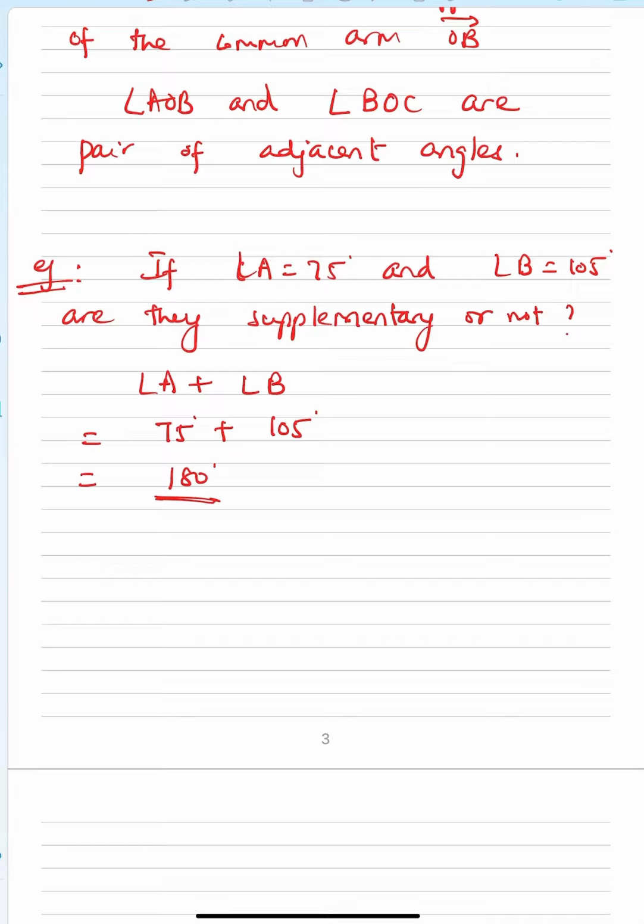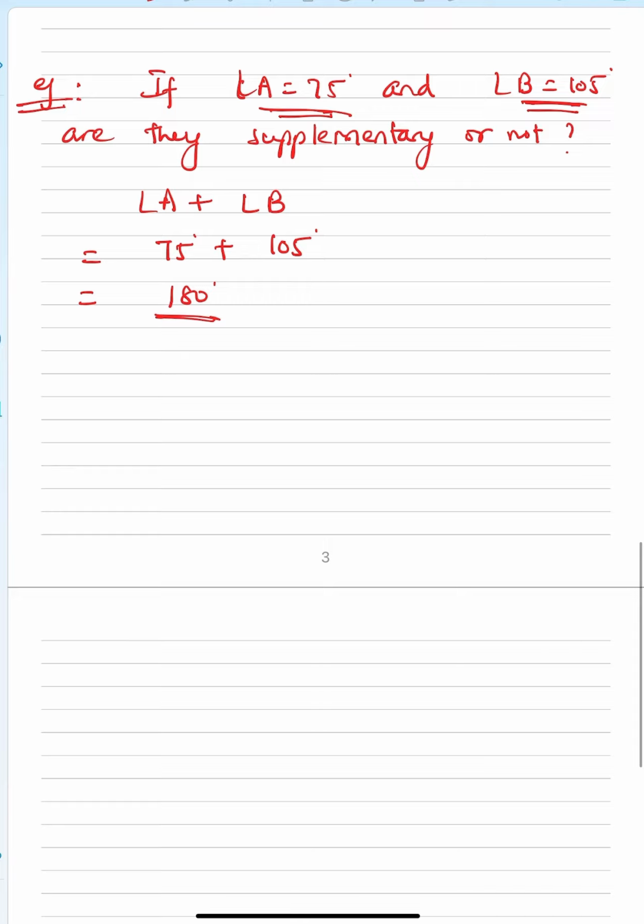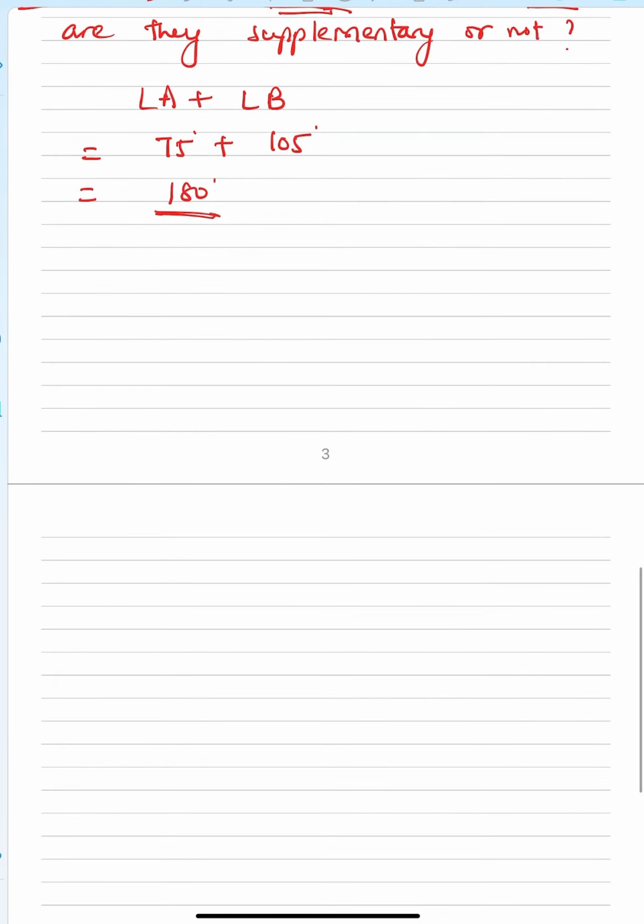Okay, so this way the sums can be asked. Very simple way we can say that angle A is supplement to angle B and angle B is a supplement of angle A because they add up to 180 degrees. Now further we will learn about vertically opposite angles. What are vertically opposite angles? Also we will learn about linear pair.